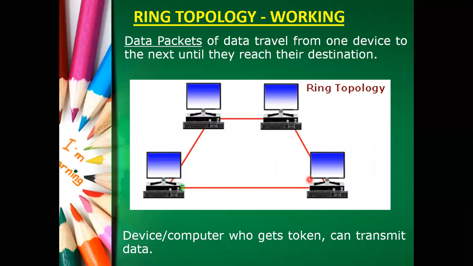If we talk about working of ring topology, in this type of topology, a special signal is transferred along the path, which is called token.